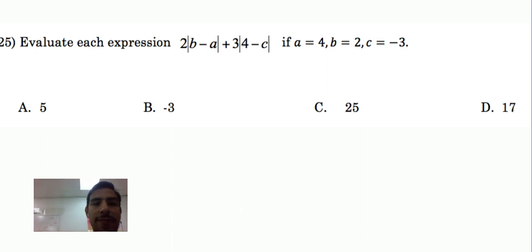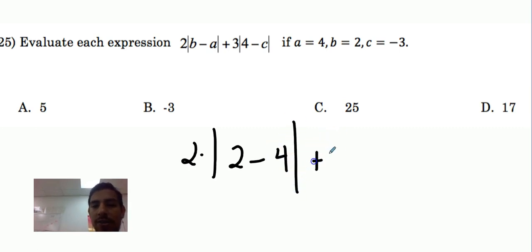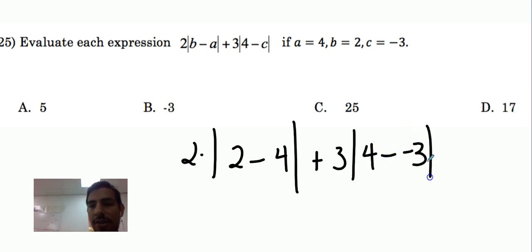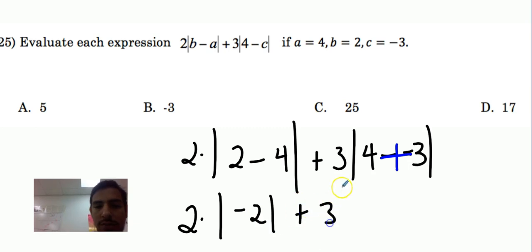Number 25. Oh, love these problems. Okay, 2 times absolute value, we got to plug in 2, we got to plug in minus 4, plus 3 times absolute value of 4 minus negative 3. Minus the negative 3 is a big old positive. Do not distribute the 2 and the 3 in. You've got to leave that alone. So we got 2 times absolute value of negative 2 plus 3 times the absolute value of 7.